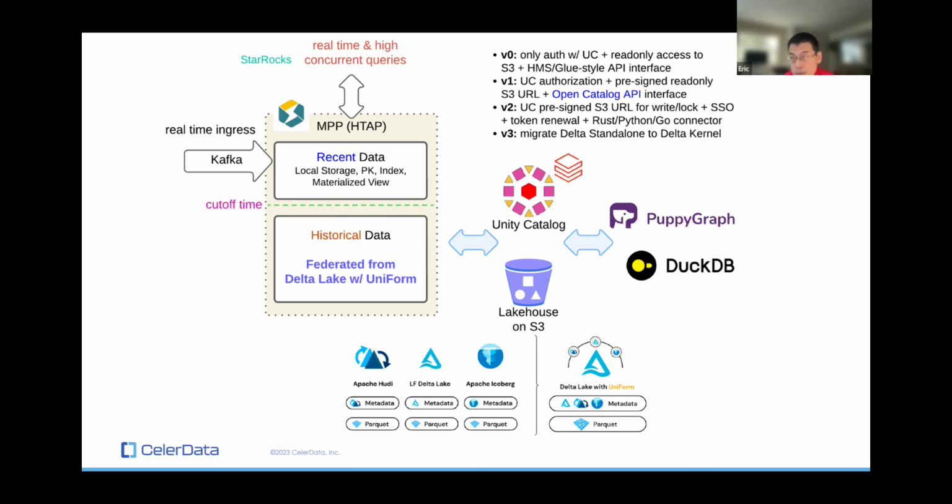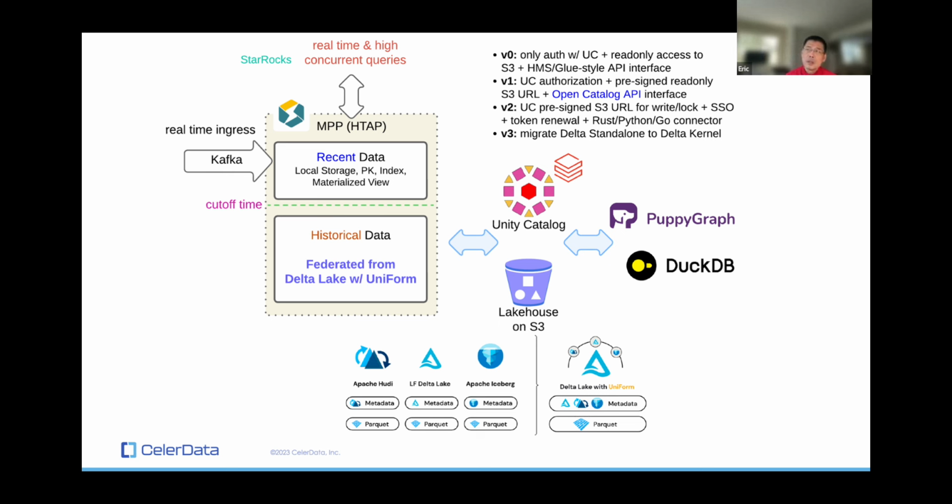For the first version, which we call V0, this mainly supports the authentication provided by Unity Catalog, and we take care of the access control through the IAM role in S3, so that we mostly treat the data on S3 as another Hive directory.